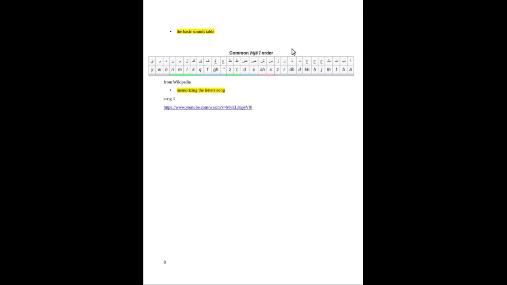So for example, let's read this one really quick. So the basic sounds are a, b, d, th, j, h, kh, th, r, z, s, sh, s, d, t. This is kind of difficult. L, a, h, r, f, q, k, l, m, n, w, y. Kind of like that. So don't worry, that's not really important. Just memorize these. It's not complicated.